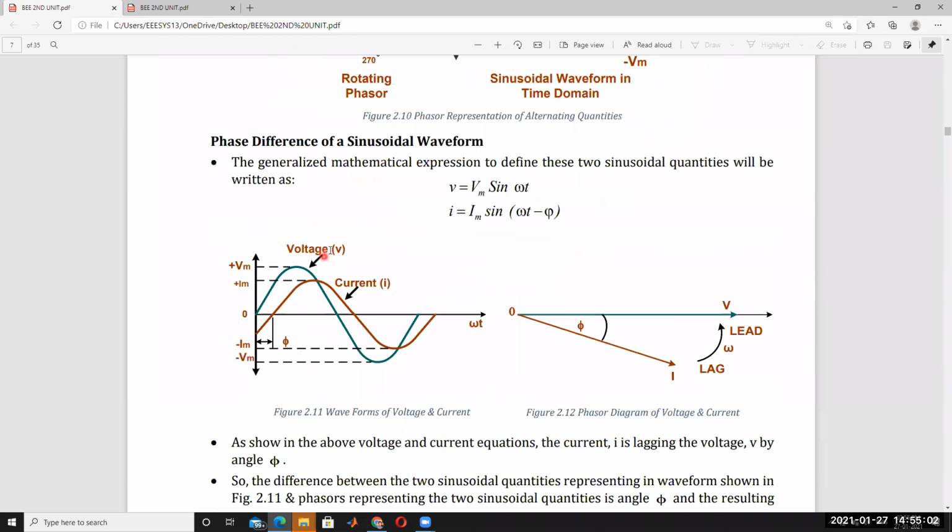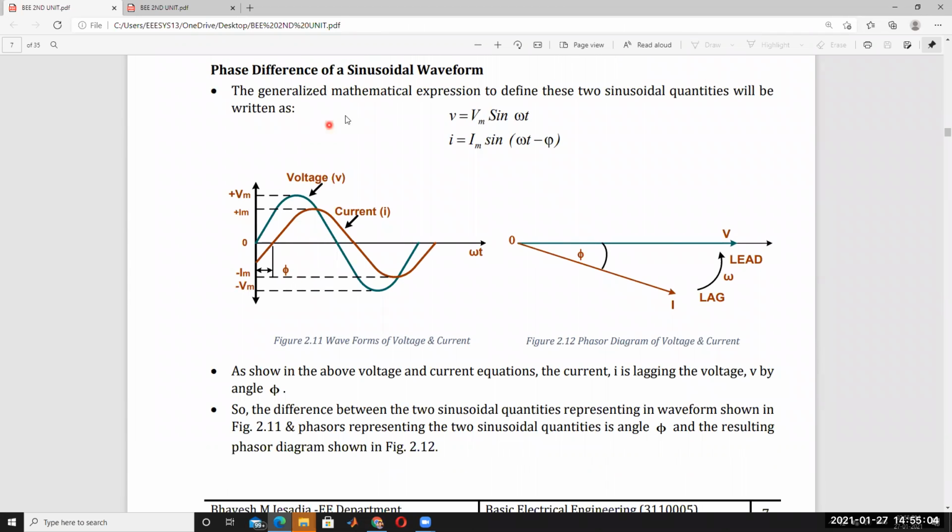Phase difference of a sinusoidal waveform. The generalized mathematical expression to define these two sinusoidal quantities will be written as V is equal to Vm sin omega t, I is equal to Im sin omega t minus pi. So V is equal to Vm sin omega t. There is no delay, no? Here V is equal to Vm sin omega t. So that is the waveform, the Vm sin omega t waveform.